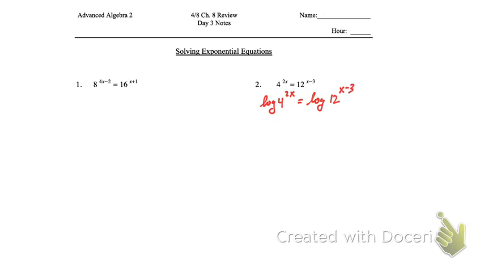Wait a minute, Mr. C, why? I don't understand. I don't know what to do. Why did you do that? Simply because I'm going to be able to take this 2x and put it out front and multiply by it. And I'm going to be able to do the same thing over here with this x minus 3. Let me use some parentheses. Then we can just simply, and you could do this with natural log, ln. As long as you do ln on both sides, you're okay.